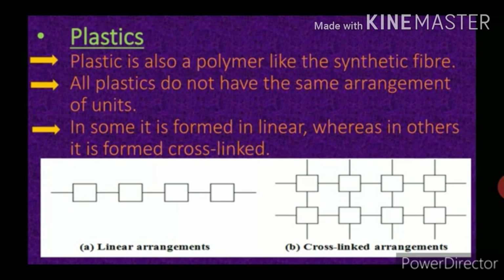All plastics do not have the same arrangement of units. As they are polymers, they have units. In some, these units are arranged in a linear manner, whereas in others, they are arranged in a cross-linked arrangement.